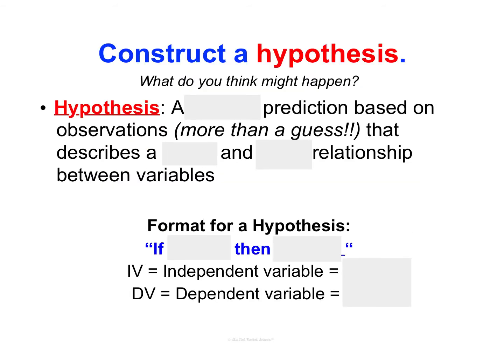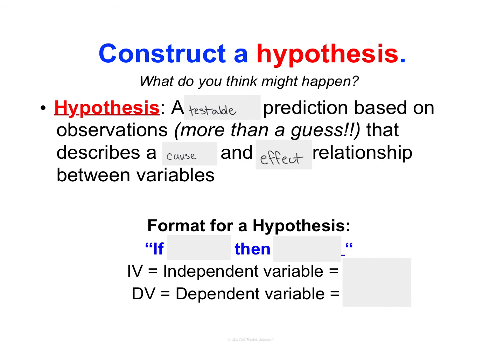As we move on to constructing a hypothesis, this is what we think is going to happen. So a hypothesis is a testable prediction based on observations. So it is, yes, more than a guess. And that describes a cause and effect relationship between variables.